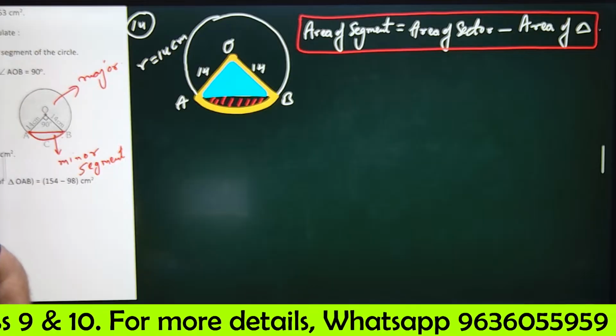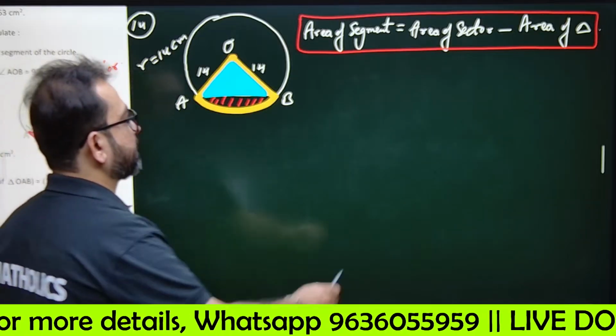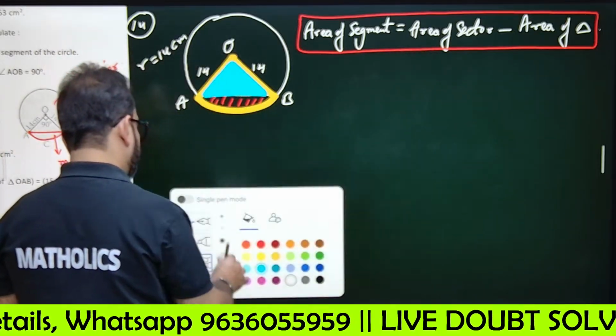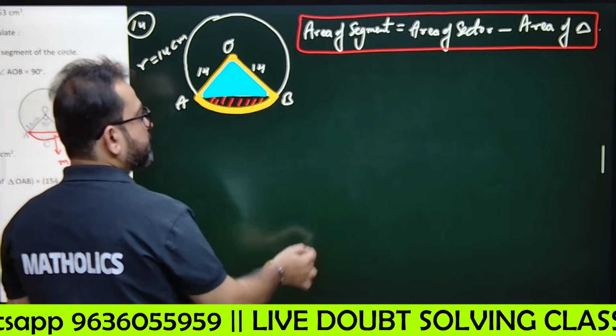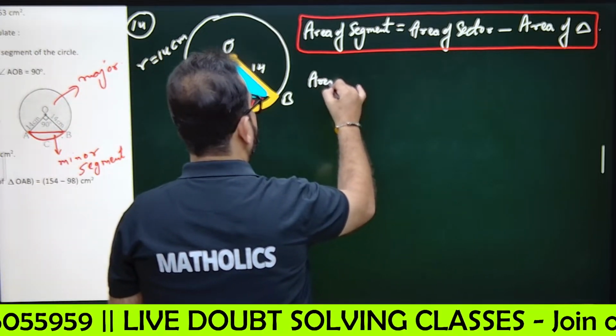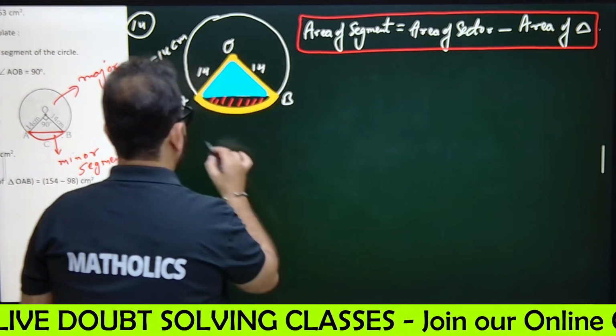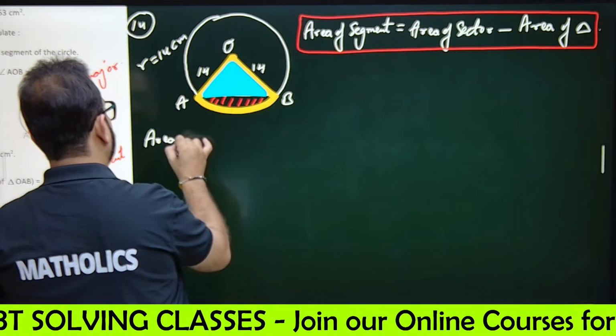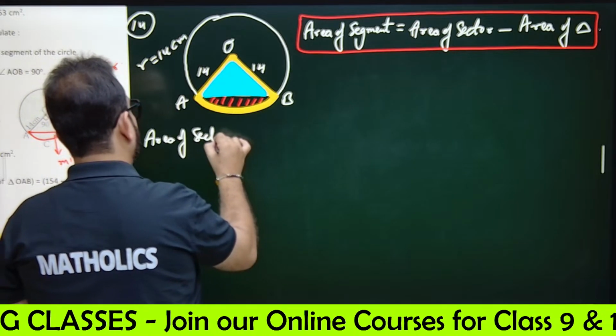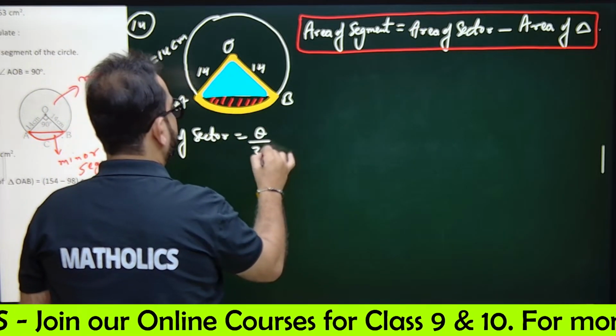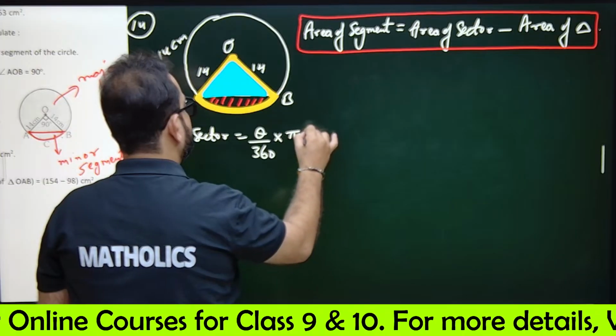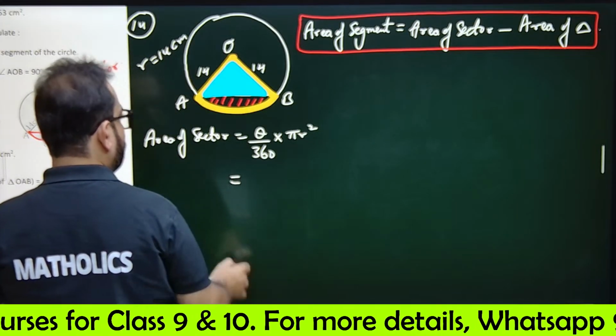Just find area of sector. First, we have to find area of sector. Okay, so we'll use area of sector's formula. Area of sector is theta by 360 into pi r square. What is theta here?